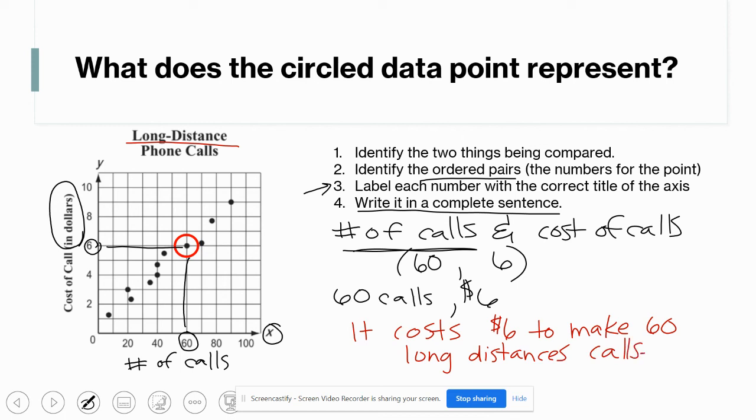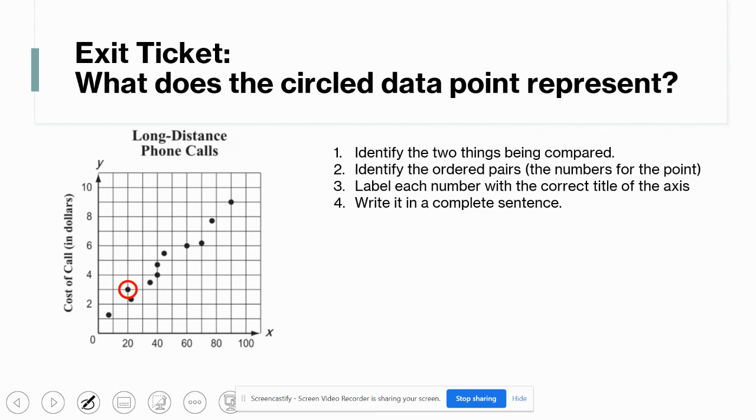Okay, so I did that one. You wrote it on your paper. If you need, you can pause it. And then I want you to do the next slide. This is your exit ticket. I picked another point, and you need to identify what that point represents in the context of this graph. So remember, this is the number of calls, of long distance calls.